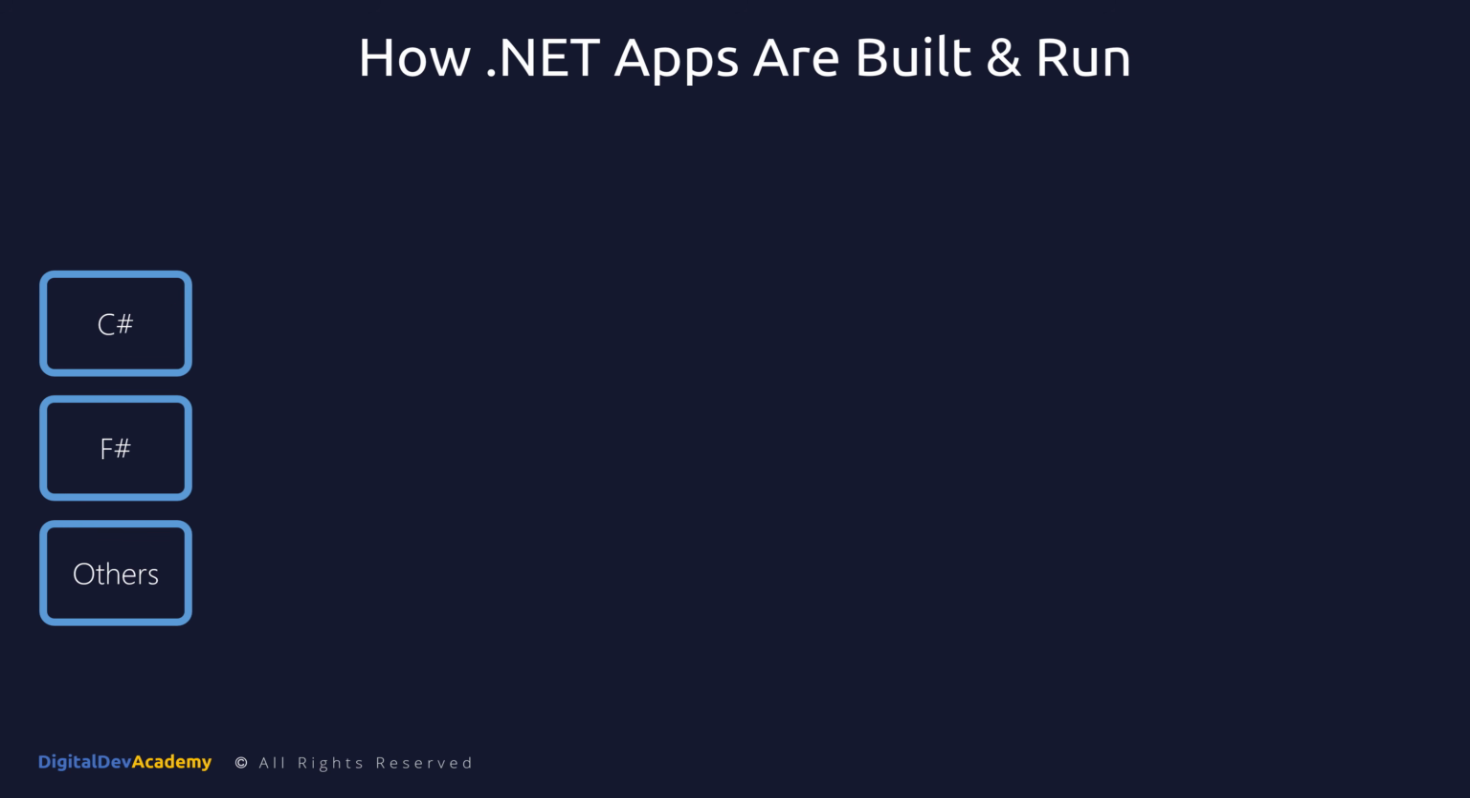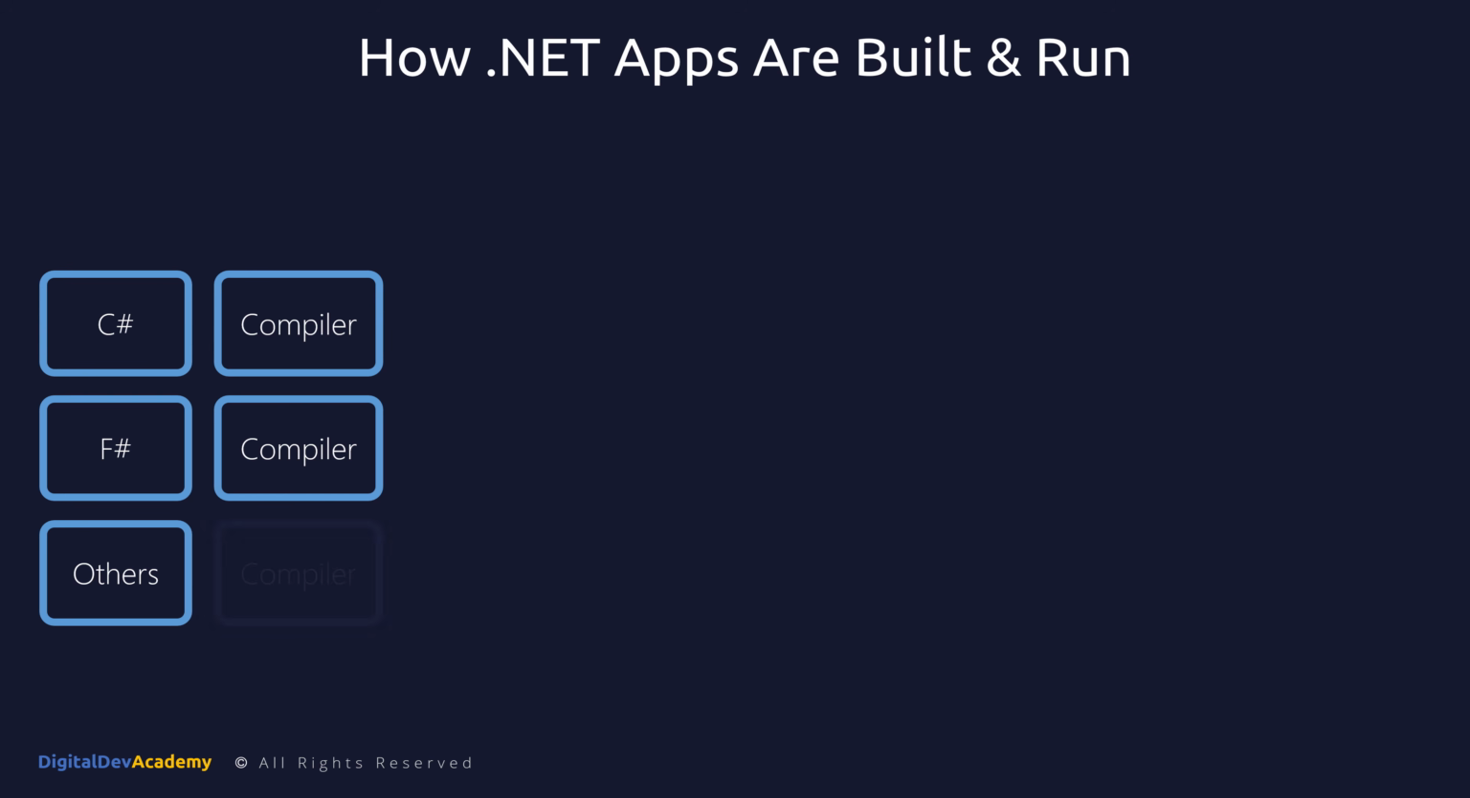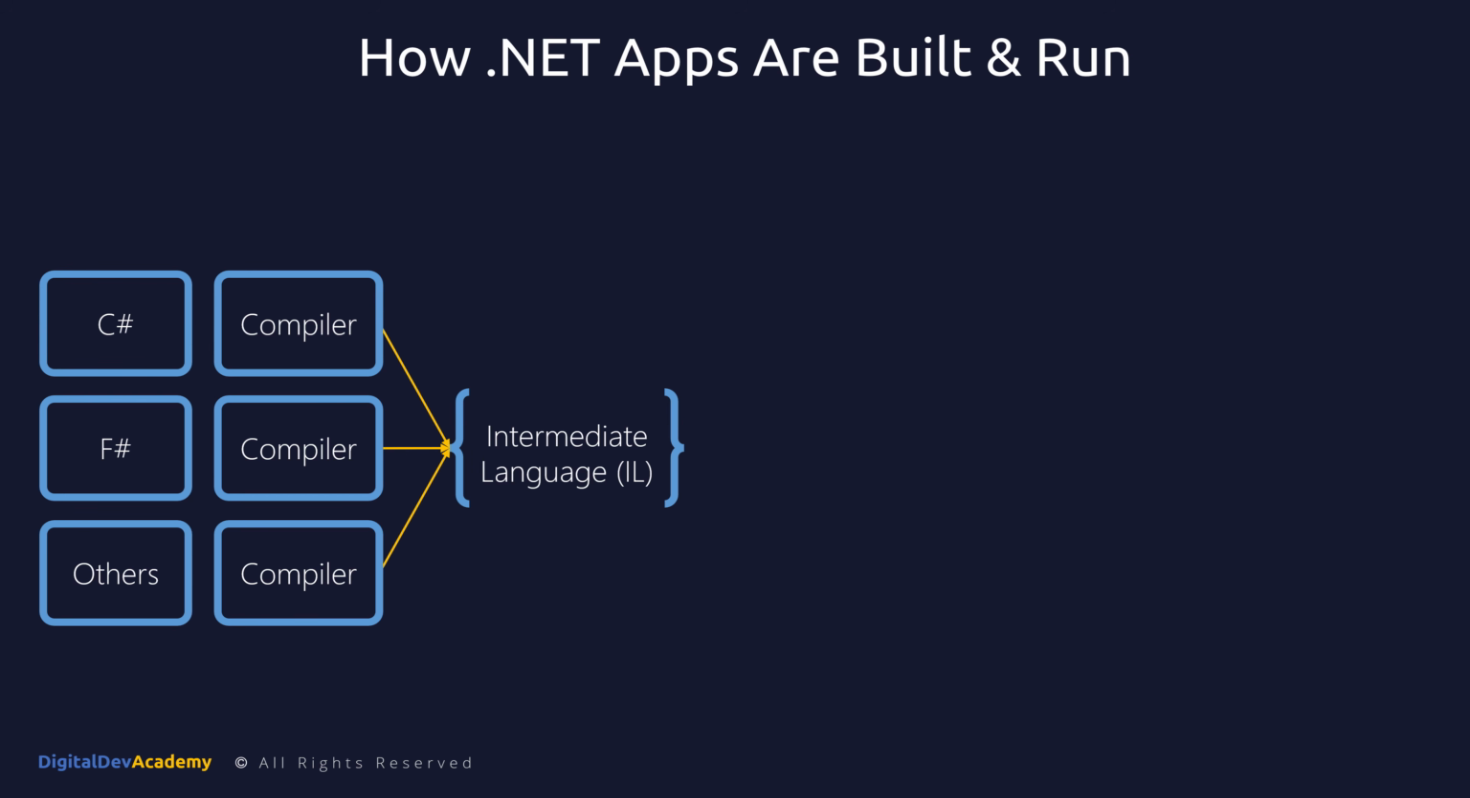To do that, .NET provides several high-level programming languages such as C#, F#, and others, with C# being the most commonly used. Now, here's what happens when you use one of those languages to write your code. The C# compiler compiles your C# code. The F# compiler compiles your F# code, and other .NET compatible languages have their own compilers as well. By the way, you can think of a compiler as a translator between humans and computers. The key thing to remember is that all of these languages are compiled into a common language called IL, or intermediate language. This entire step is known as compile time. This is when your application is built and ready to run.